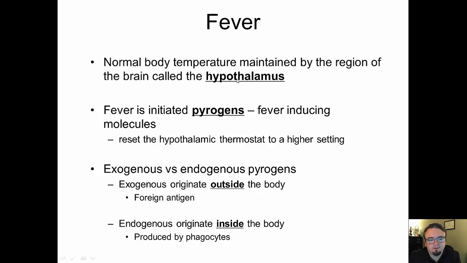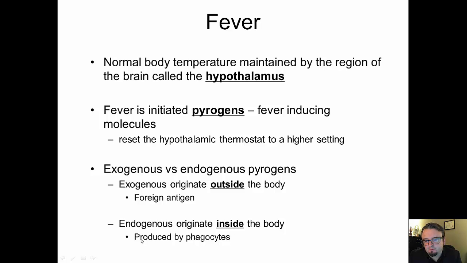And ultimately what they're doing is they're causing the hypothalamus to reset itself to a higher temperature. So you can almost think of the hypothalamus in this context as a thermostat on the wall that controls the room temperature. And a pyrogen is basically the equivalent of someone pushing the button and increasing the temperature. Ultimately that causes the body temperature to rise. Now pyrogens can typically be of several different sources. Many of them will occur inside the body. These are called endogenous. They originate inside the body.